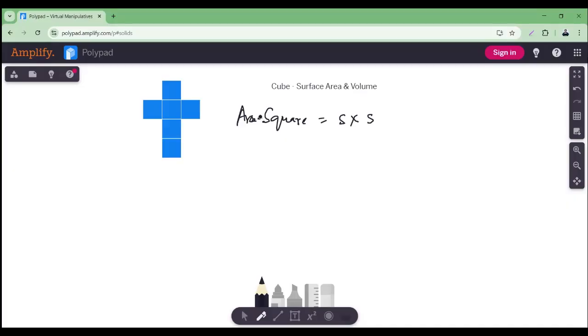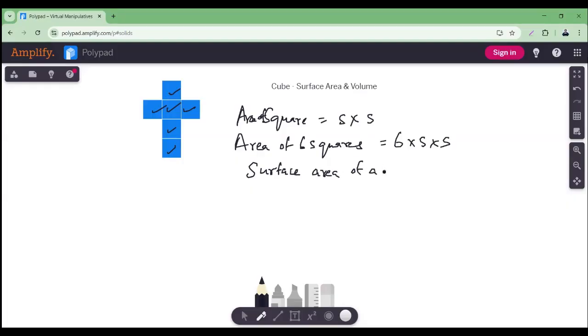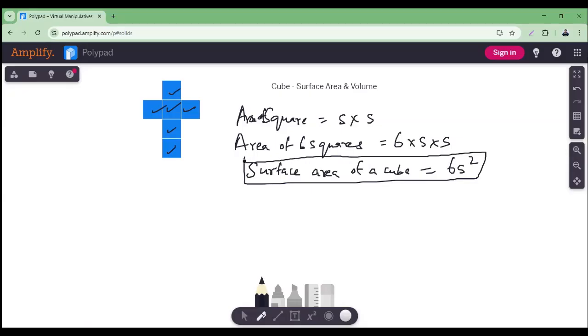Area of one square. If one square has this much area, how many squares are there here? The area of 6 squares is going to be 6 times s into s. This is 1 time s into s, another time, and so on. So 6 times. So the surface area of a cube is 6s square. Okay.